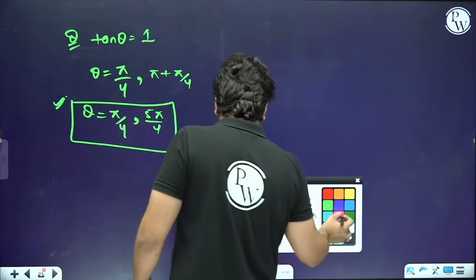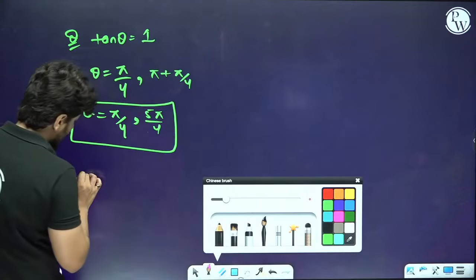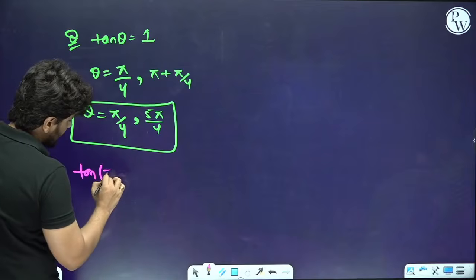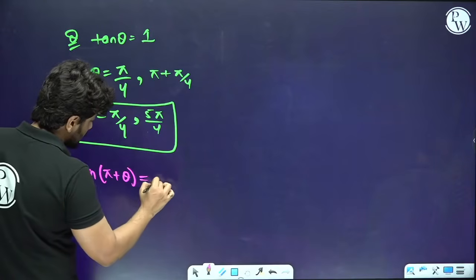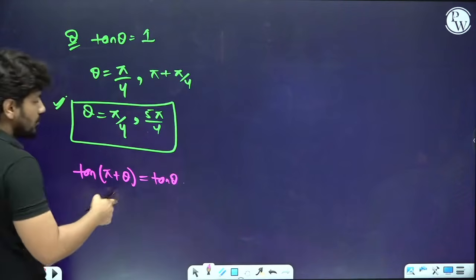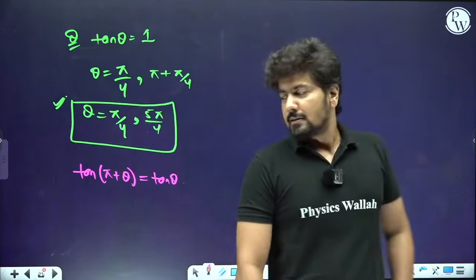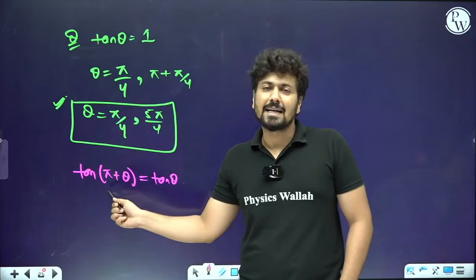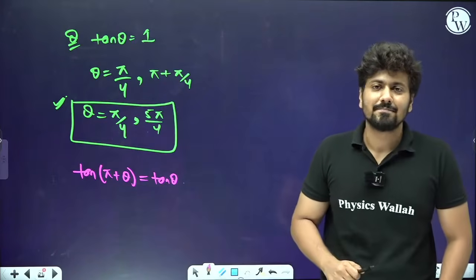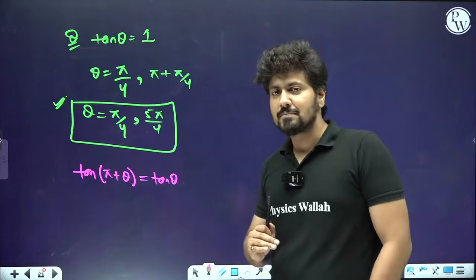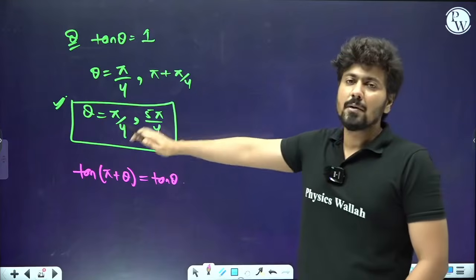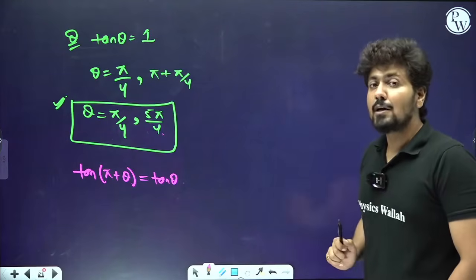Okay, let me write the reason behind it. I hope all of you know that tan of pi plus theta is equal to tan of theta. Positive values in the third quadrant. Okay, the value for tan pi by 4 or tan of pi plus pi by 4 will be the same. Both of their values will be 1. Tan pi by 4 or tan 5 pi by 4, both of their values will be 1.